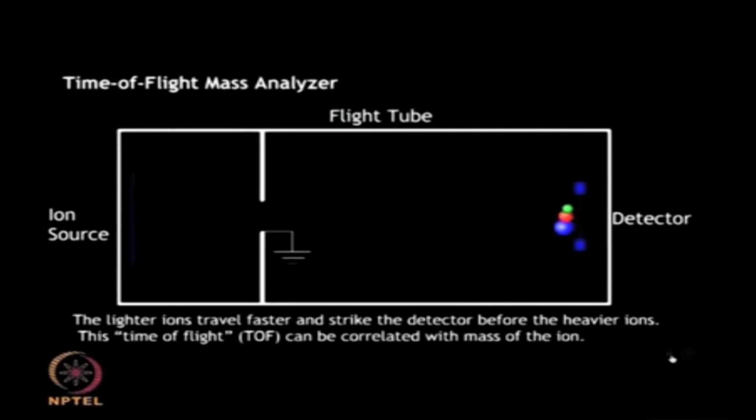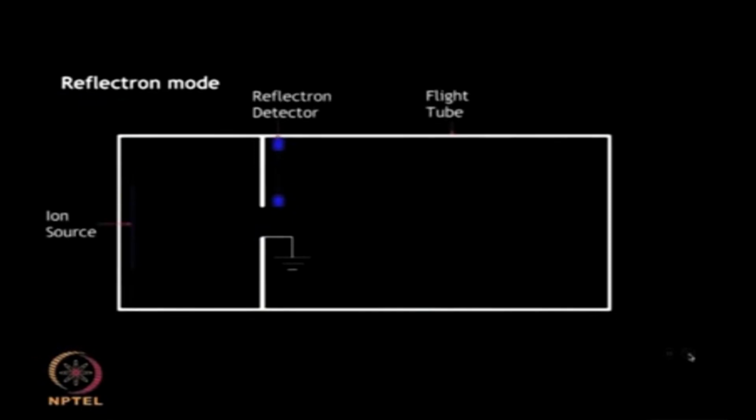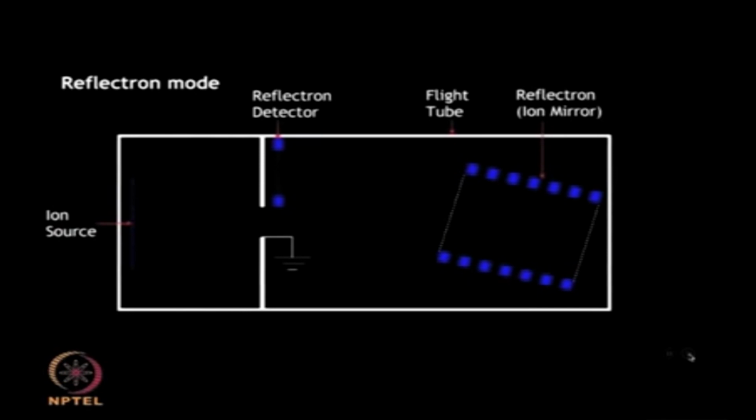This time of flight, or the TOF tube time, can be correlated with the mass of the ion. So, the time of flight of the ions can be correlated with the mass to charge ratio. As we talked earlier, the TOF analyzer can also be operated in the reflectron mode. This is more commonly used for proteomics studies.